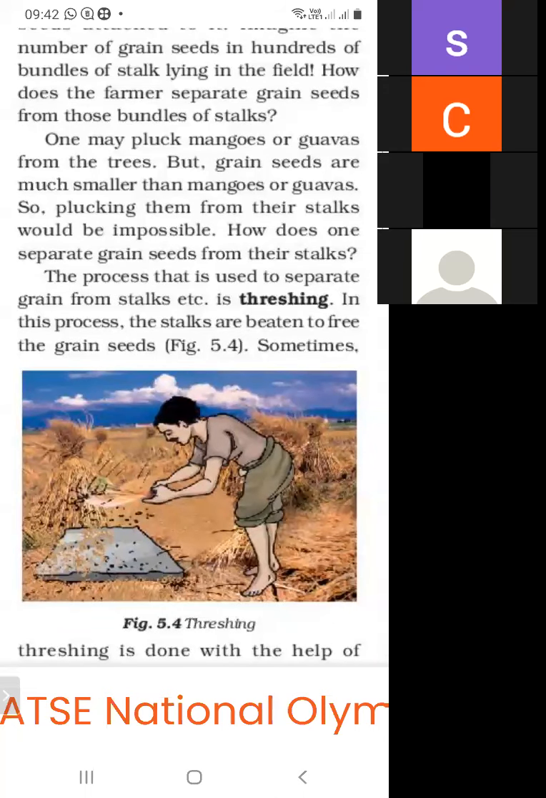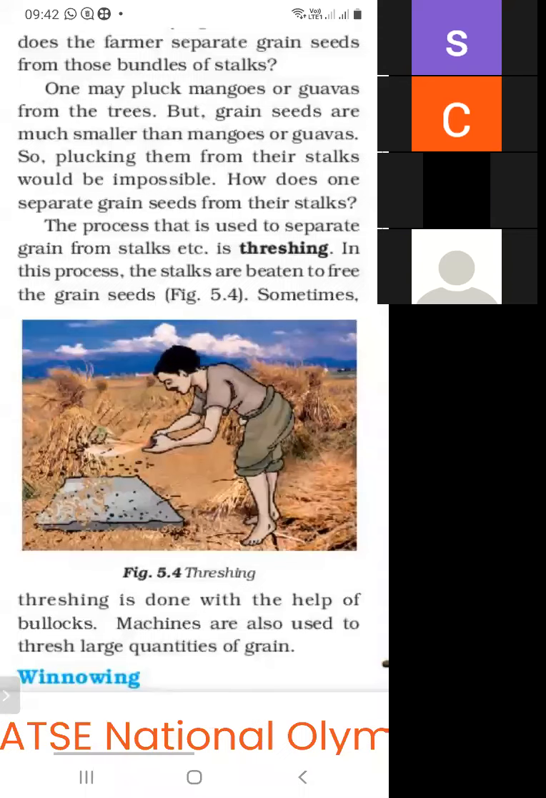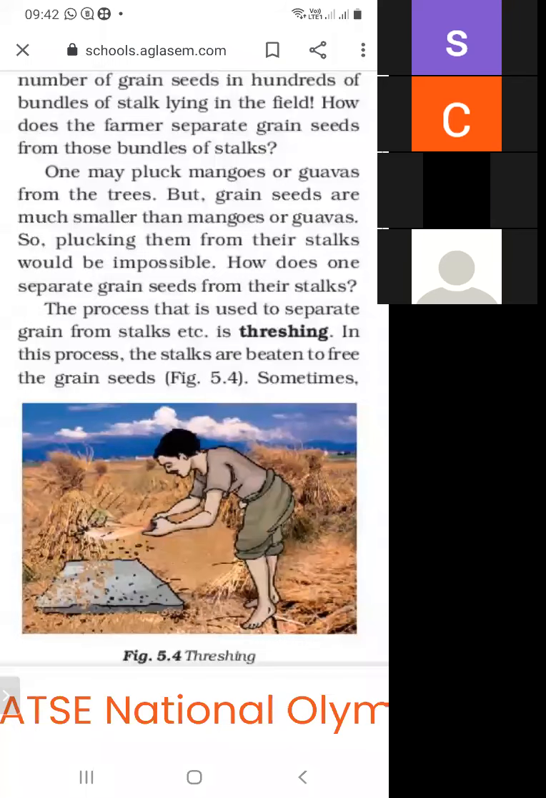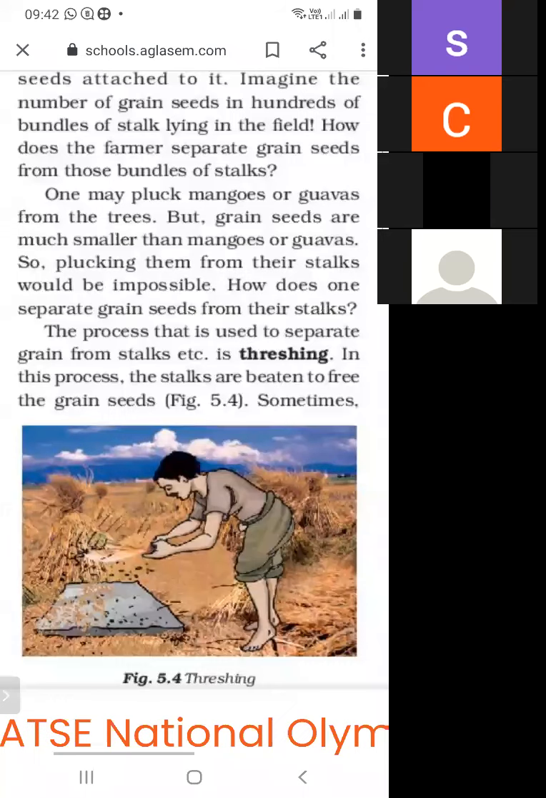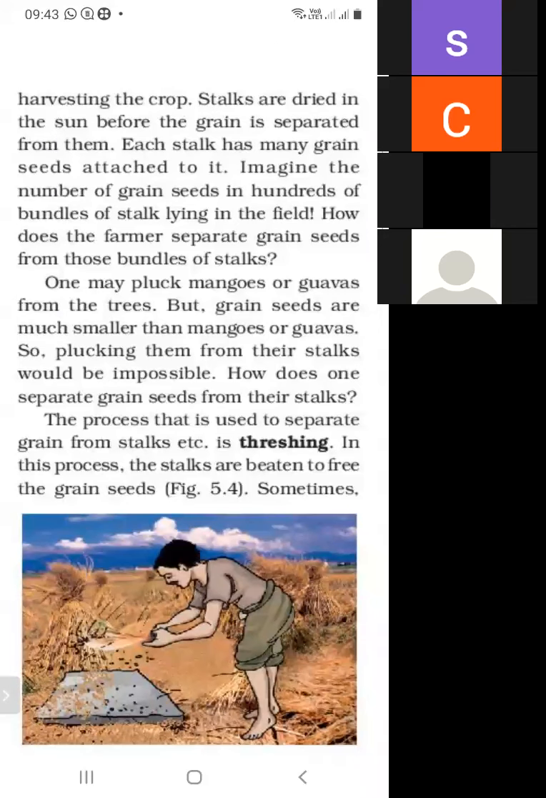Threshing can be done with the help of bullocks. And if bullocks are not present, we can do threshing with the help of machines. So threshing can be done with the help of bullocks or with the help of machines. What do you mean by threshing? The process that is used to separate grains from the stalk is called threshing.